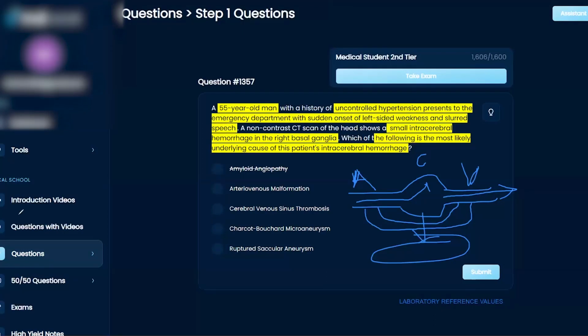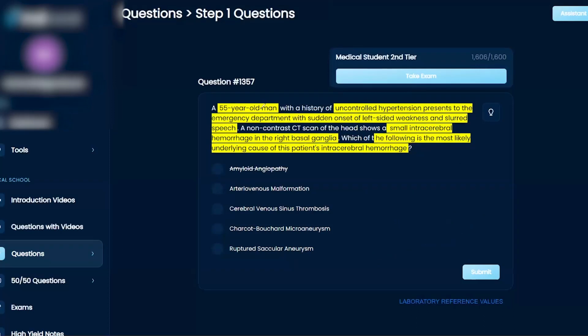But remember, from a clinical standpoint, I'm thinking of a middle-aged man with uncontrolled hypertension. So this diagnosis should be related to hypertension. Are AV malformations related to hypertension a lot of times? Not really, right? So probably not going to be our answer choice.